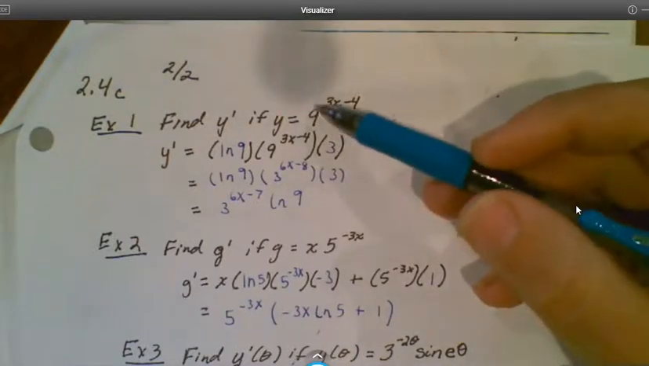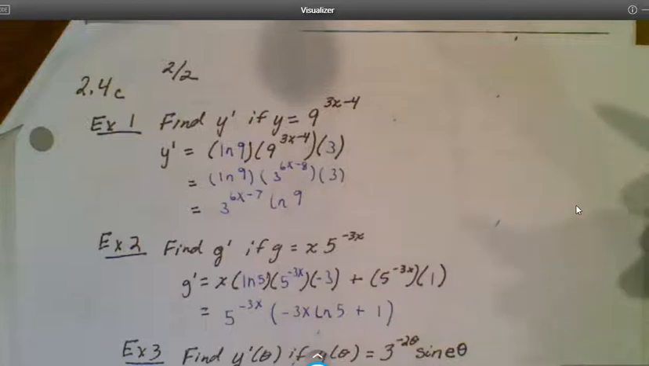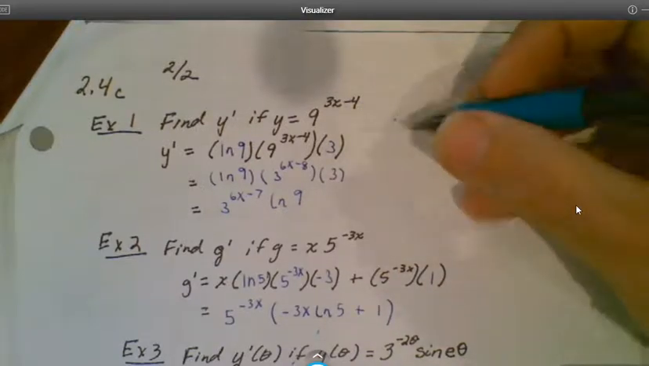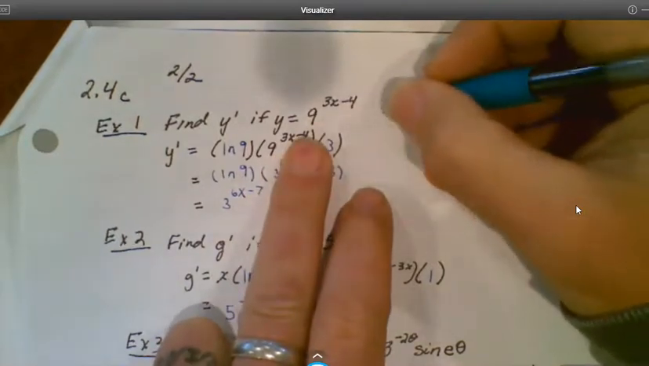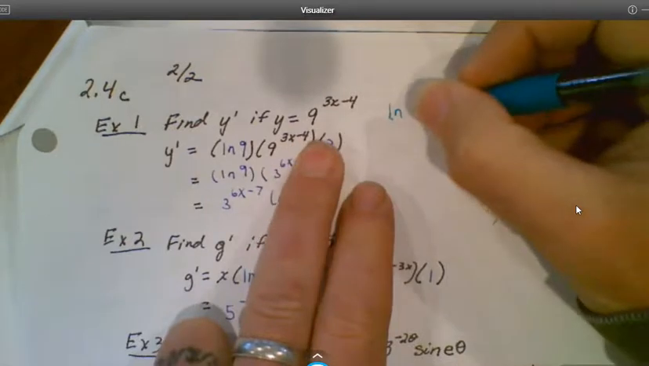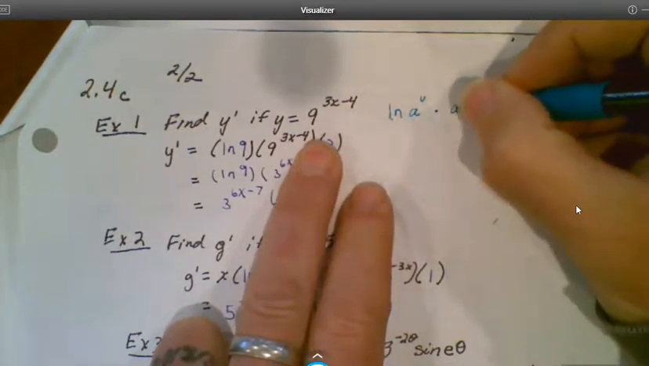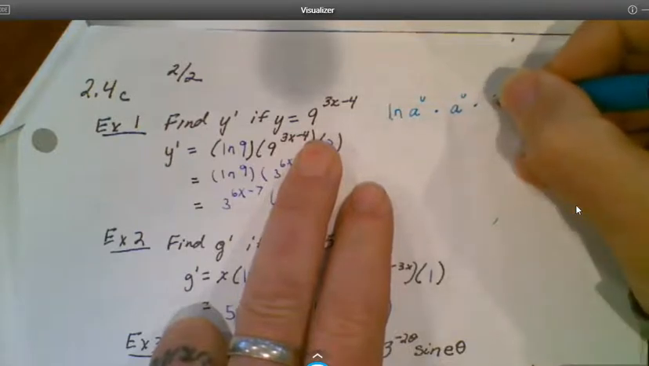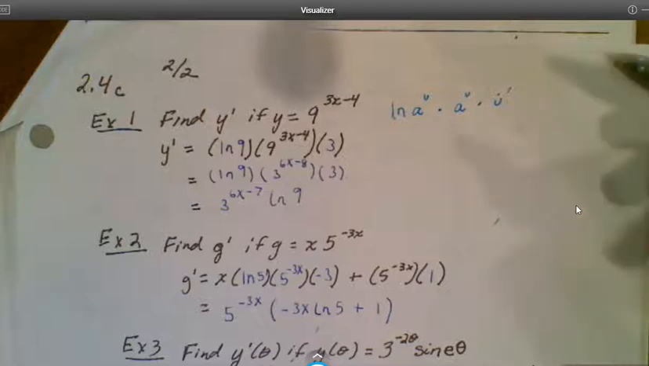Since we're doing a base that's not e, and we have a variable involved in our exponent, this is the rule that you want to remember with these. The derivative becomes the natural log of a times a to the u, times the derivative of that interior function. So it's going to play out something like this.